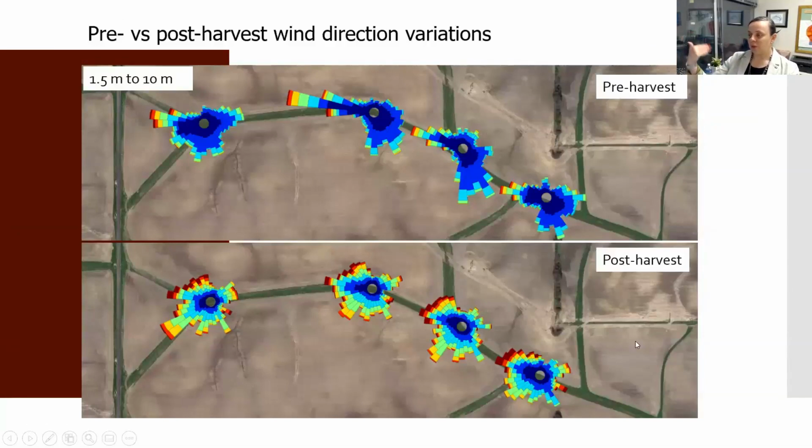When we break this down, wind directions pre-harvest and post-harvest, we see a difference pre-harvest and post-harvest. This is the entire data set. We see a definite channeling effect of that taller corn on either side of the gully. So for the rest of our analysis, we will always be considering this as two entirely separate scenarios, pre-harvest versus post-harvest.